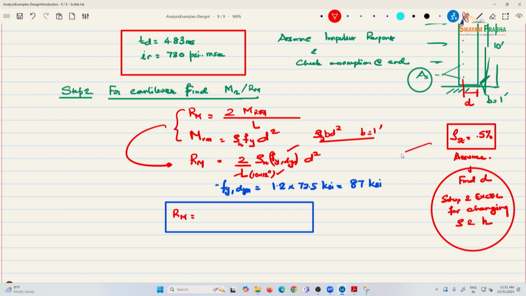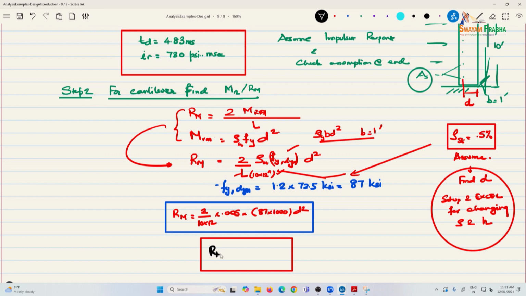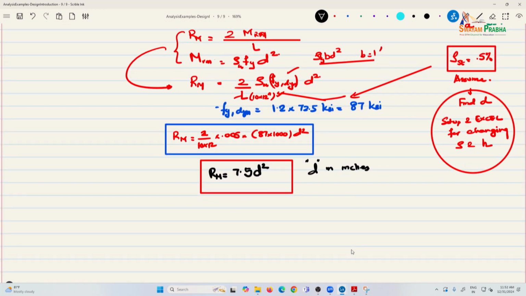So here we are starting with assuming rho of 0.005. So Rm comes to 2 by 10 times 12 multiplied by 0.5% multiplied by 87, this is in psi, so this is 1000 d square, or Rm can be expressed as 7.5 d square. d is in inches. Again, this is something for you to note. Anytime you have numbers like this, always add what units you are expecting d to be in, because these numbers don't tell you any story, and the whole thing is in pounds.